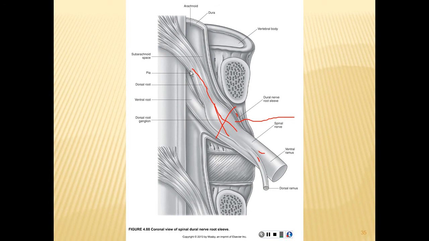Okay, you can see the pia mater is closely adherent to the nerve. This is the pia mater right there, then the subarachnoid space. This is the arachnoid layer. This is the dura mater.